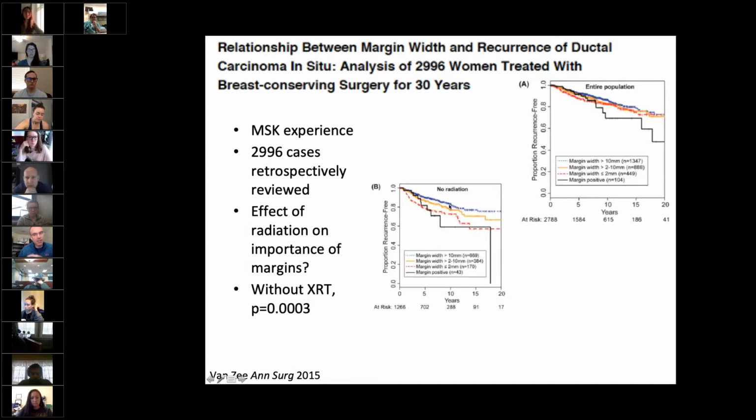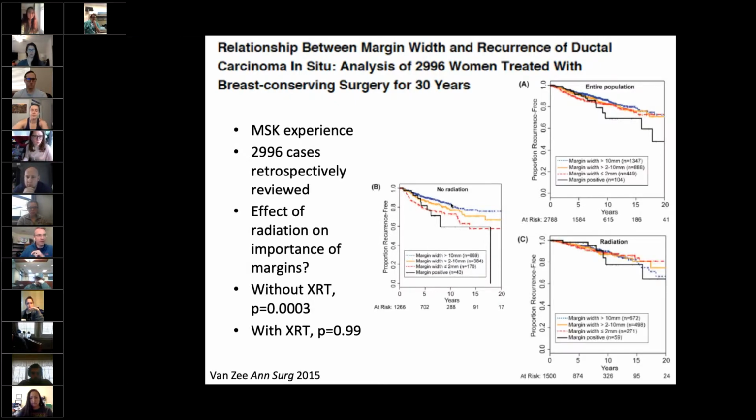So the wider margin, the better if you don't give radiation. But when they looked at just women who got radiation, there was no difference, p-value 0.99. So again, the black line is a positive margin, so that's probably not great. You shouldn't leave a positive margin. But the different widths of margin that they looked at, there was no difference between the three. So this argues against that guideline and says, if you're gonna radiate the patient, it doesn't really matter what margin you get. So the guidelines have not caught up with this.